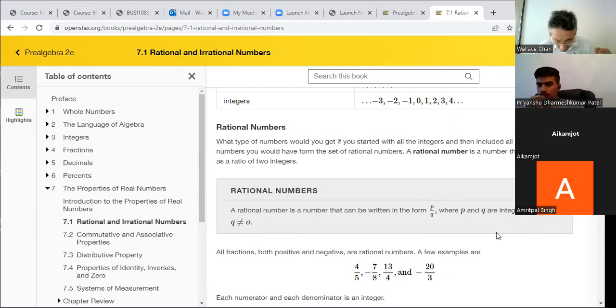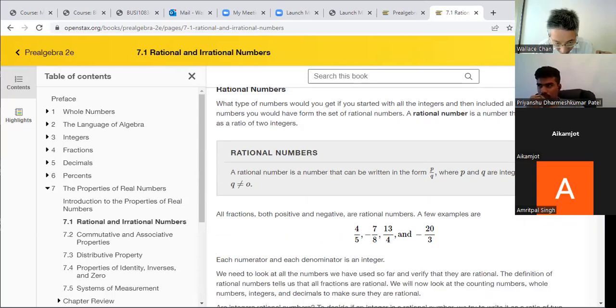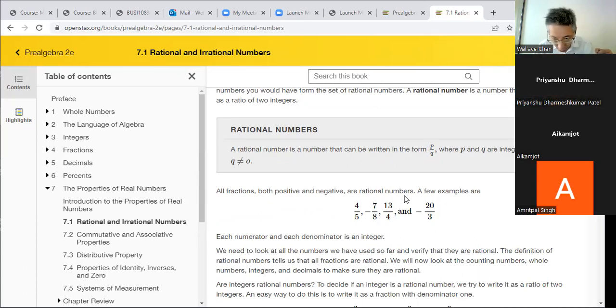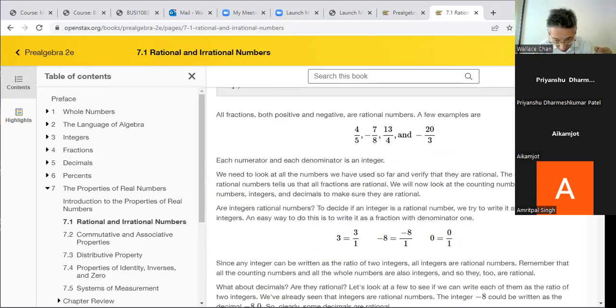Now, for example, if you look at fractions here, all fractions, both positive and negative, are rational numbers. A few examples are 4 over 5, negative 7 over 8, 13 over 4, and negative 20 over 3.